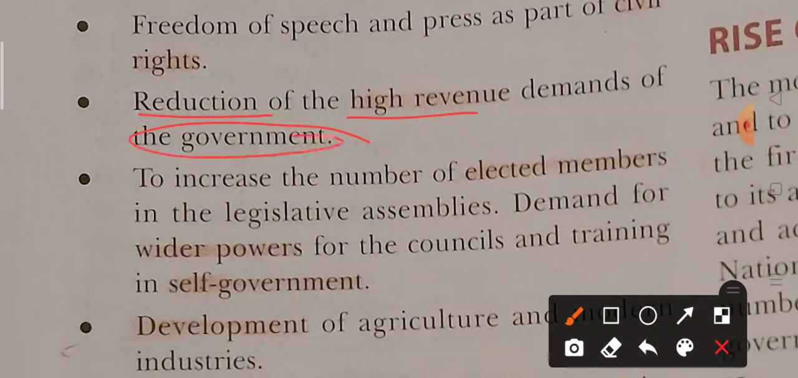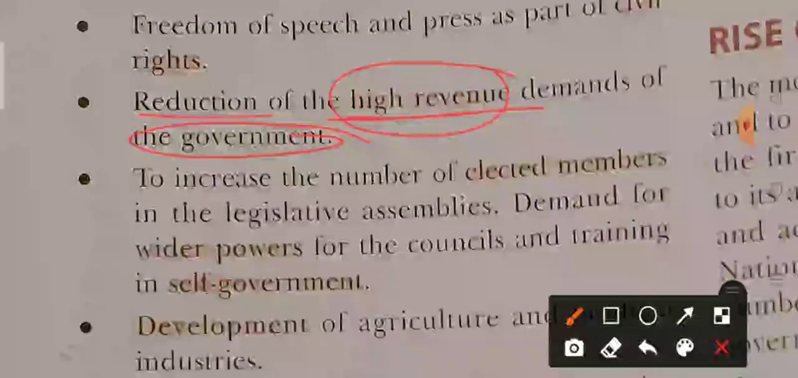Actually, you have to know that in the 1860s there were many plagues and famines, but the Britishers were taking high revenue rates. So the next demand was to reduce high revenue rates.